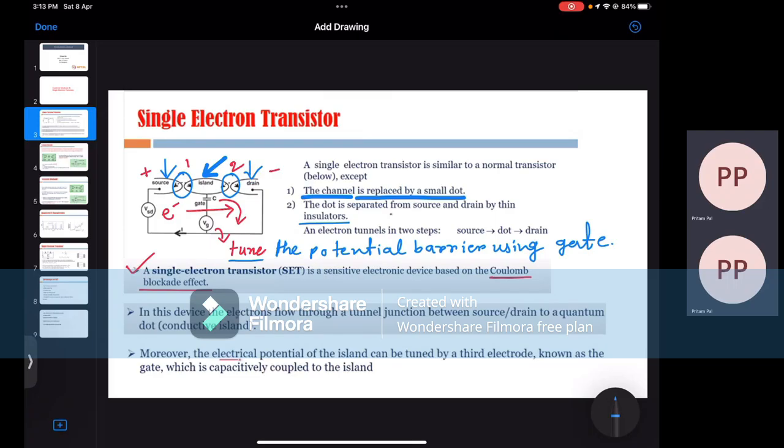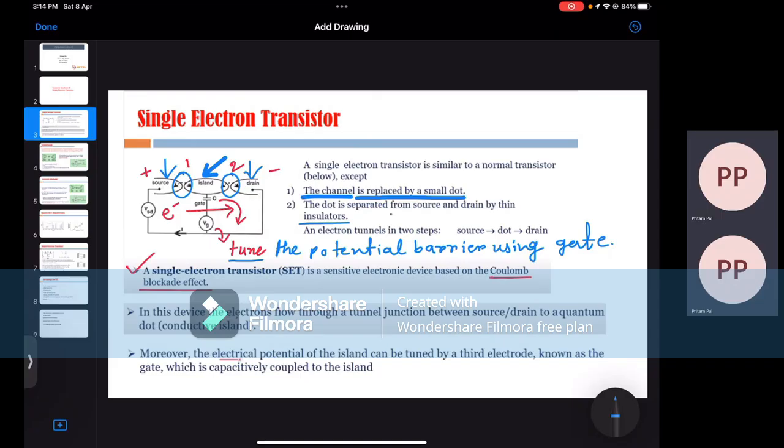And this third terminal, as I already told, is just like the conventional device, capacitively coupled to this island, right? The gate has a dielectric medium, so that is capacitively coupled. That's why you can see here the gate terminal is capacitively coupled to the island.